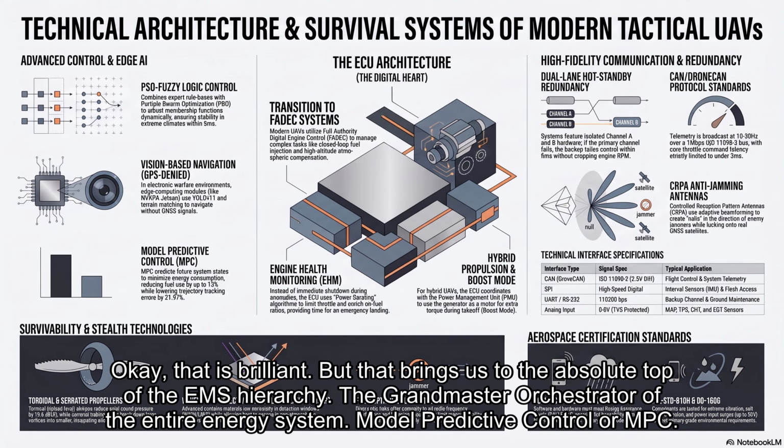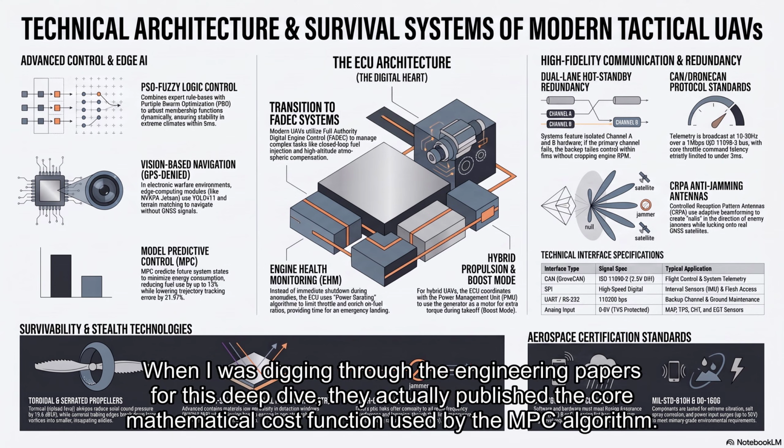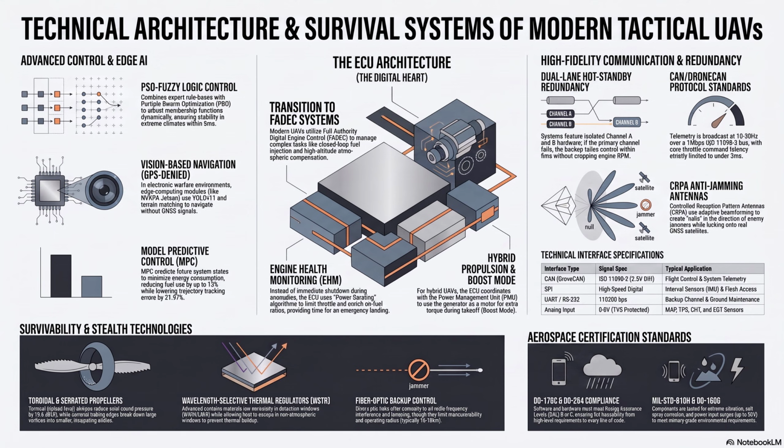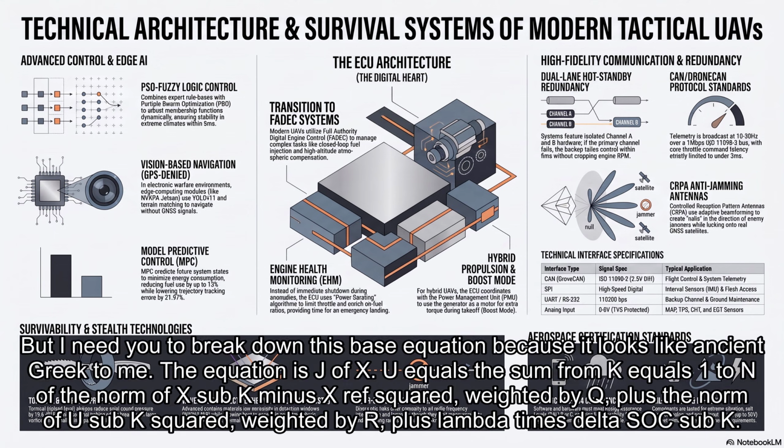Okay, that is brilliant. But that brings us to the absolute top of the EMS hierarchy, the grandmaster orchestrator of the entire energy system. Model Predictive Control, or MPC. When I was digging through the engineering papers for this deep dive, they actually published the core mathematical cost function used by the MPC algorithm. It is heavily utilized for energy allocation, and they often combine it with Hamiltonian functions or simulated annealing to find global optimums. But I need you to break down this base equation, because it looks like ancient Greek to me.